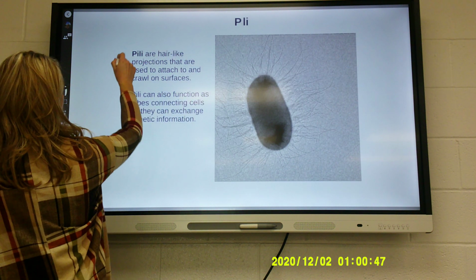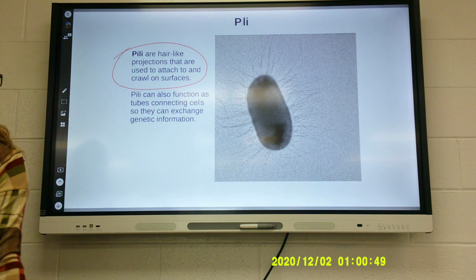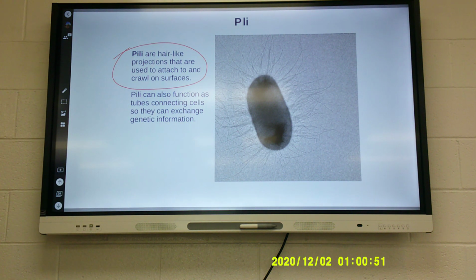Pili. These are hair-like projections that are used to attach to and crawl on surfaces.